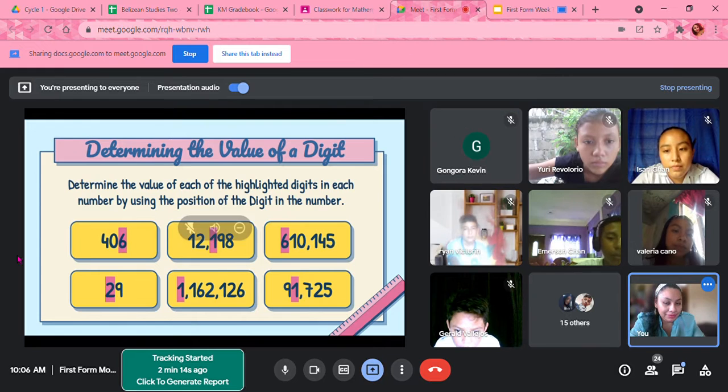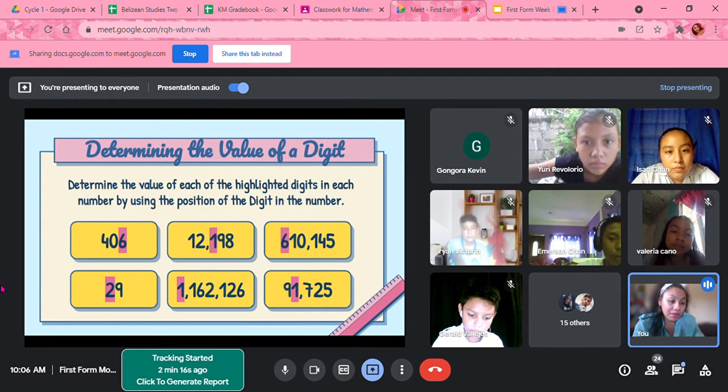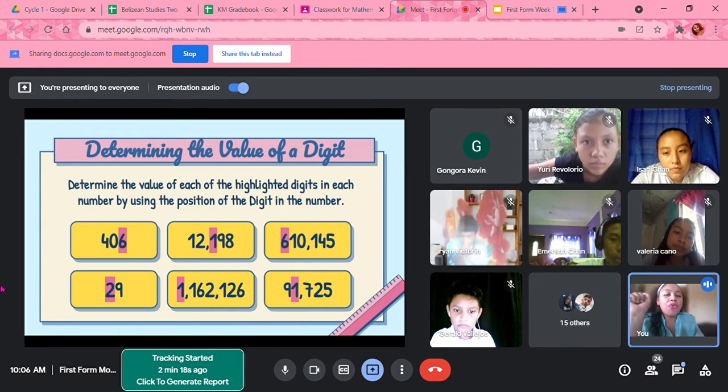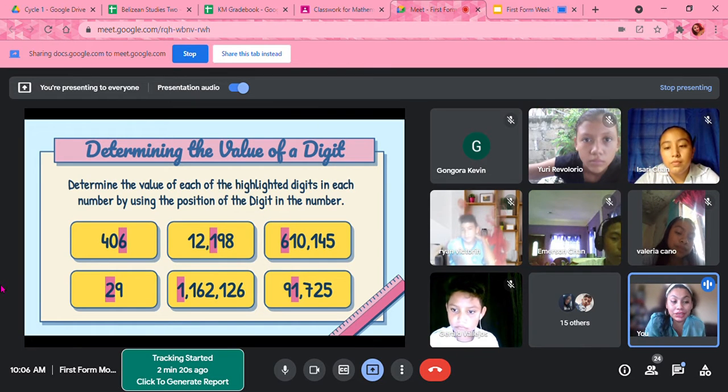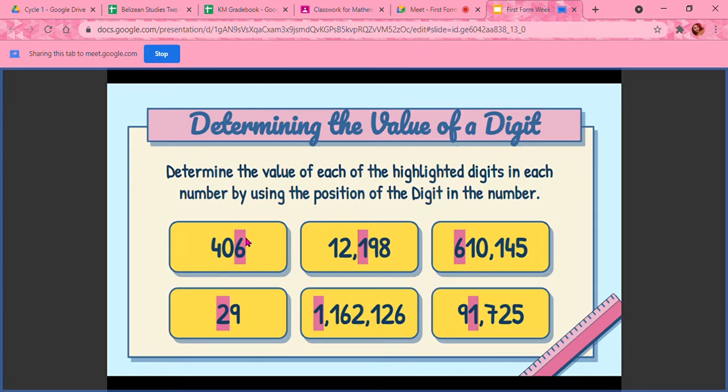Next. And we're going to use the same numbers. But now I want you to tell me the position. I want you to tell me the place value. Alright? So what is the place value of this highlighted one? Ones. Ones place. Very good. Next. 100. Very good.